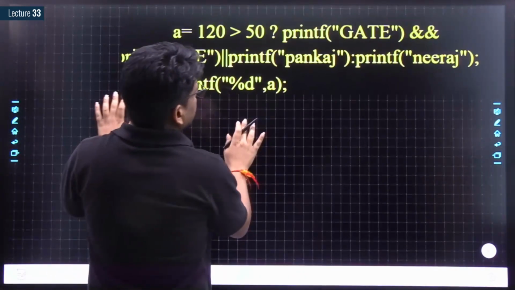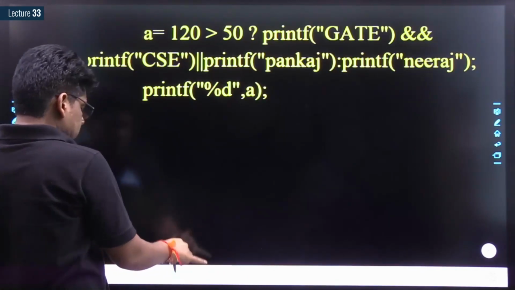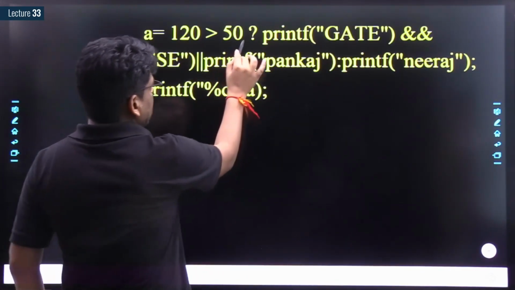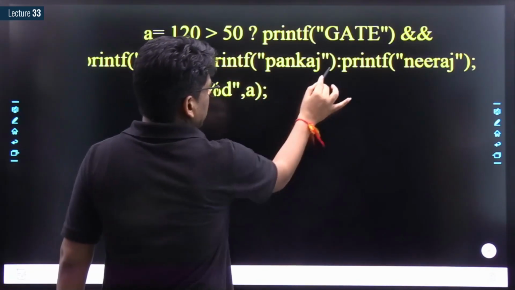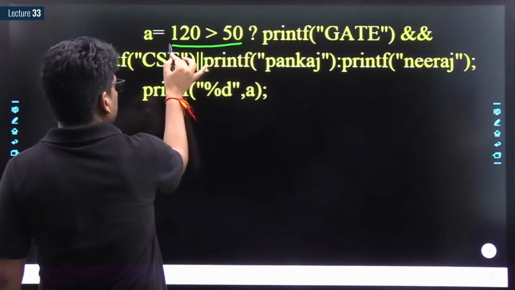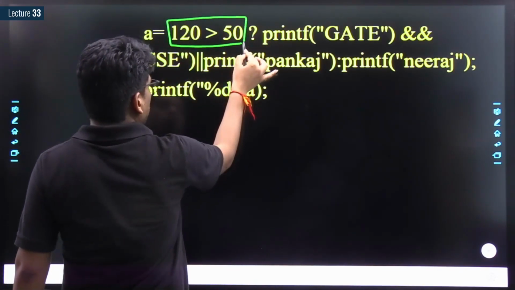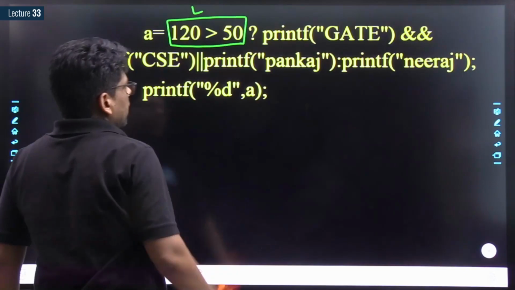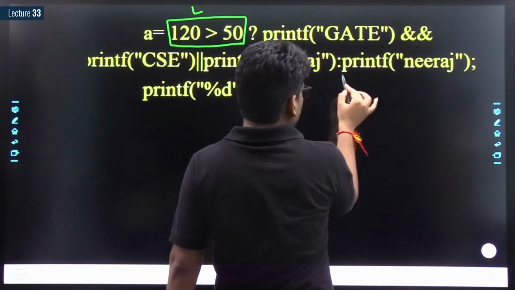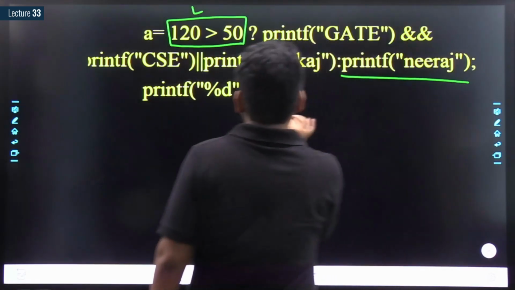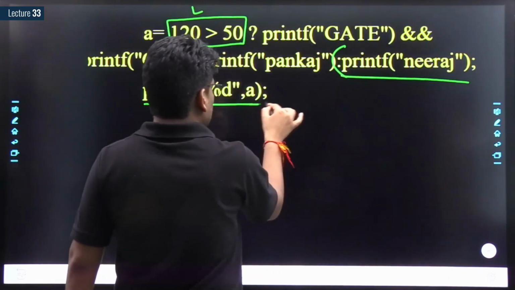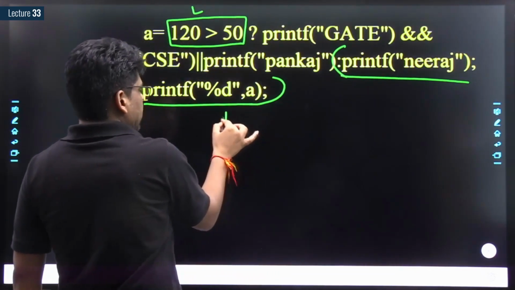Okay. See, if you try to understand, this expression contains only one question mark and only one colon. That means the expression before the question mark is the left expression, from the question mark till the colon is the middle part, and after the colon is the right part.